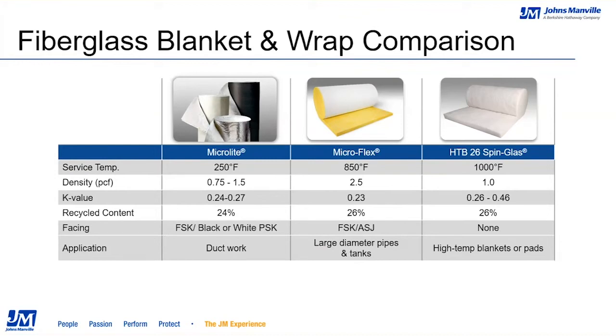As a steward of the environment, JM maximizes recycled content wherever possible. As you can see, each of these products has approximately a 25% recycled content. We discussed Microlite's 3 facing options, including FSK and white and black PSK earlier. Microflex has FSK and ASJ facing options, and the HTB26 spin glass is an unfaced material. Ductwork, large diameter pipes, tanks and vessels, and high temperature blankets and pads are the applications for these products.